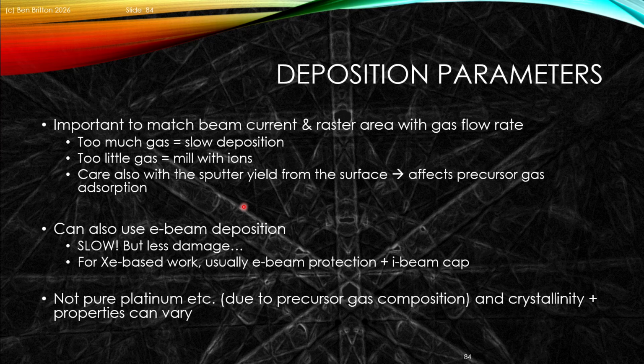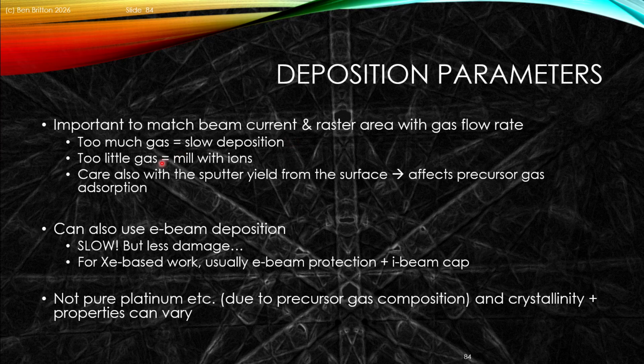In order to optimize this on the instrument, what you're trying to do is match the beam current and the raster area with the gas flow rate. If you have too much gas, you're going to impede the cracked organometallic precursor from depositing on the surface, because you're cracking it in the cloud rather than the adsorbed molecules. So you get relatively slow deposition if you have too much gas for your deposition parameters.